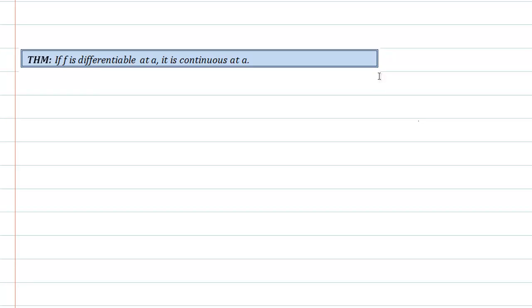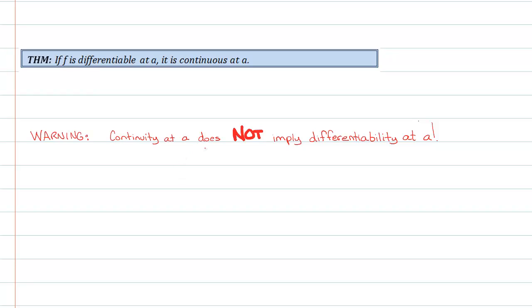This is not to be confused with the converse. The converse of this is not true. So I wrote it here as a warning: continuity at A does not imply differentiability at A.